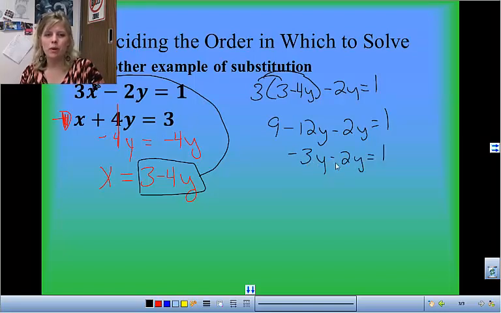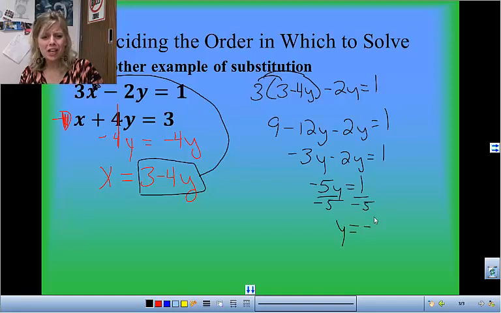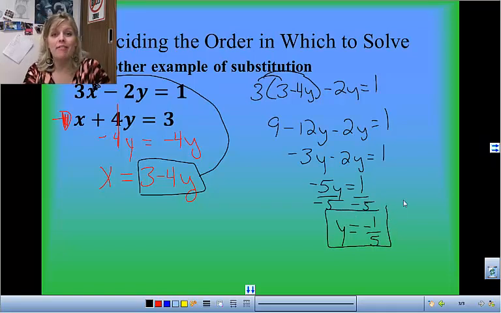So what's 3y minus 2y? Yep, that is negative 5y equals 1. Divided by negative 5. So what does y equal? Ooh, we got a fraction. That's okay. We are in not geometry, algebra 2. Alright, have that. I'm going to use it.